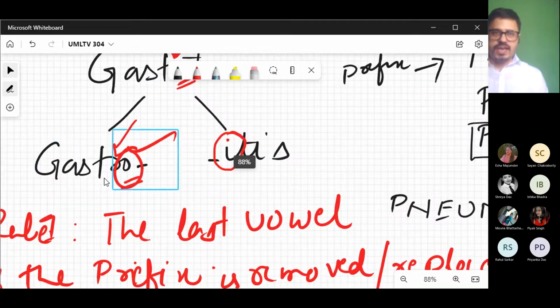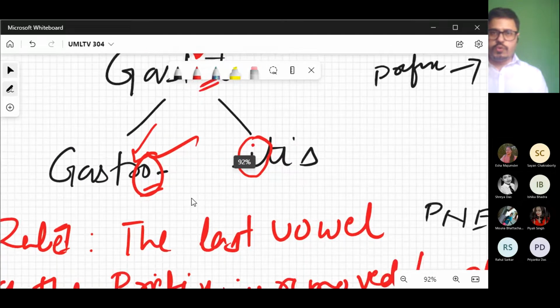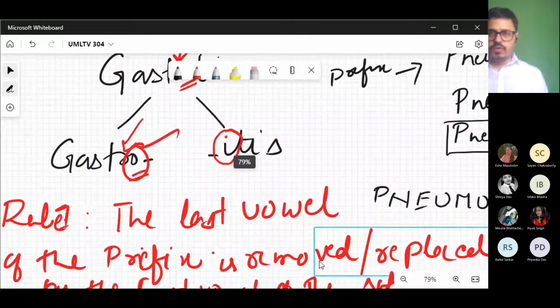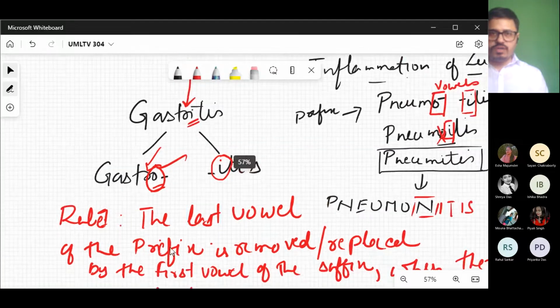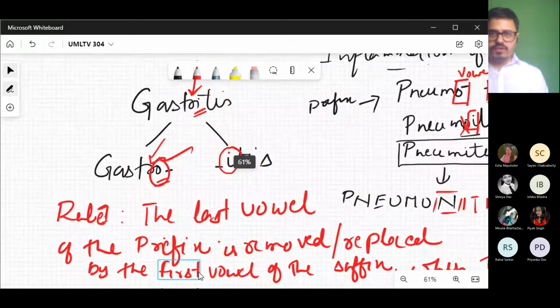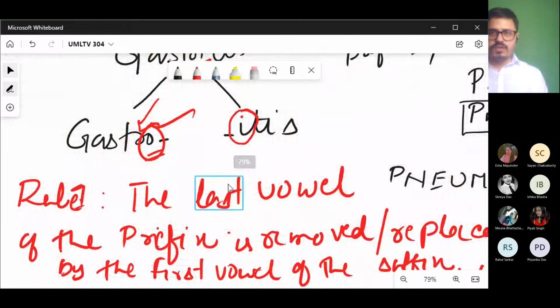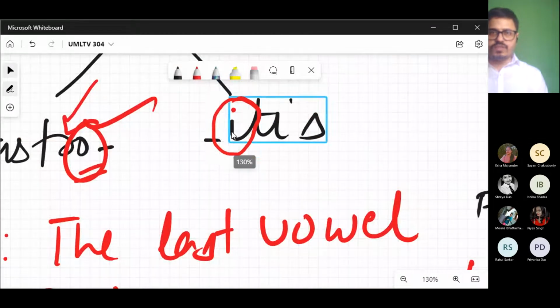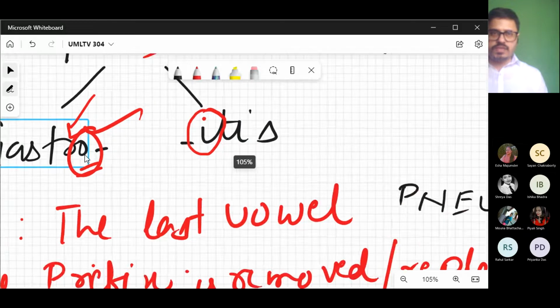So this is the prefix, gastro is the prefix. And the last vowel of this prefix is O, which is removed or replaced. Okay, removed or replaced by what? By the first vowel of the suffix. This I is the first vowel of the suffix, right? So this first vowel is going to replace the last vowel of the prefix.